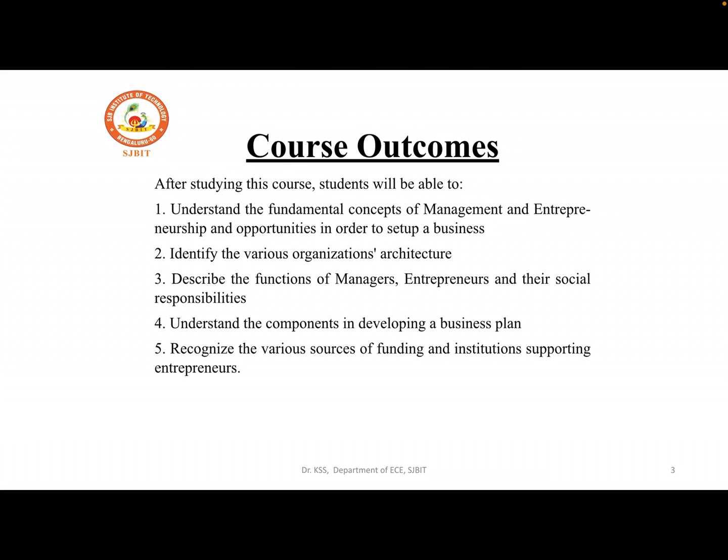To start a business, you need money. There are a lot of central agencies and state agencies which will fund your business if your business plan is good. So after discussing this subject for 3 months, you will be able to find the funding agencies.